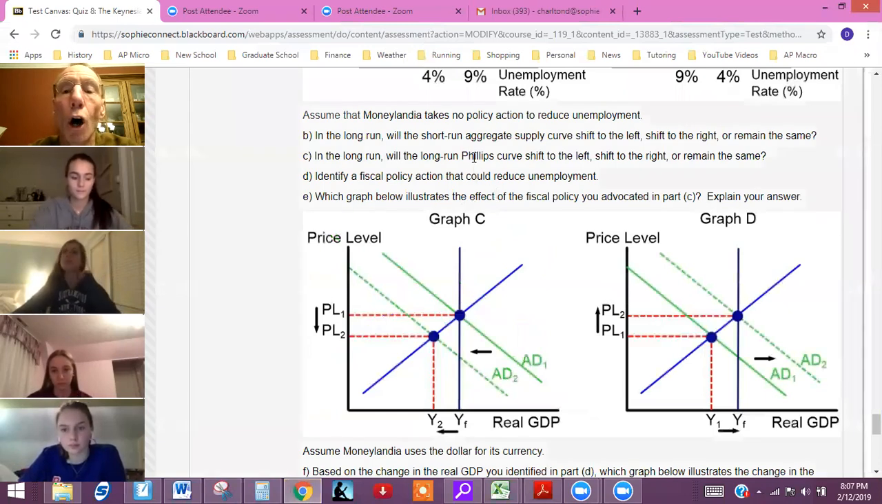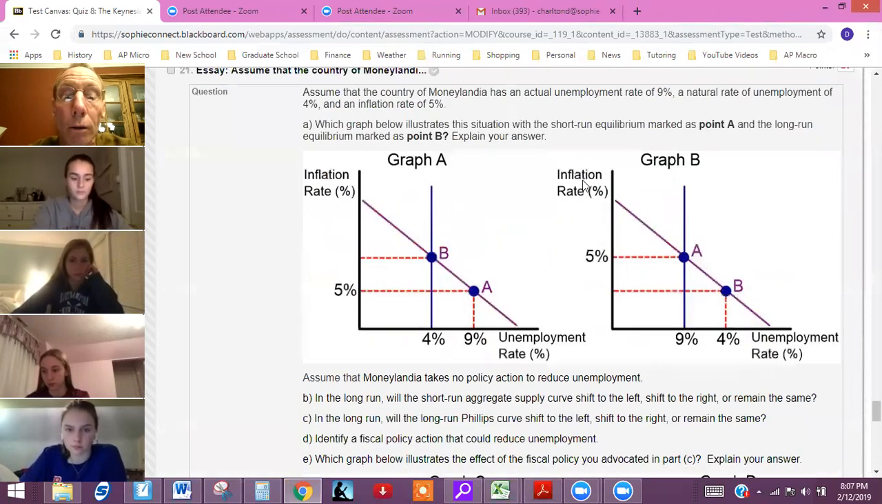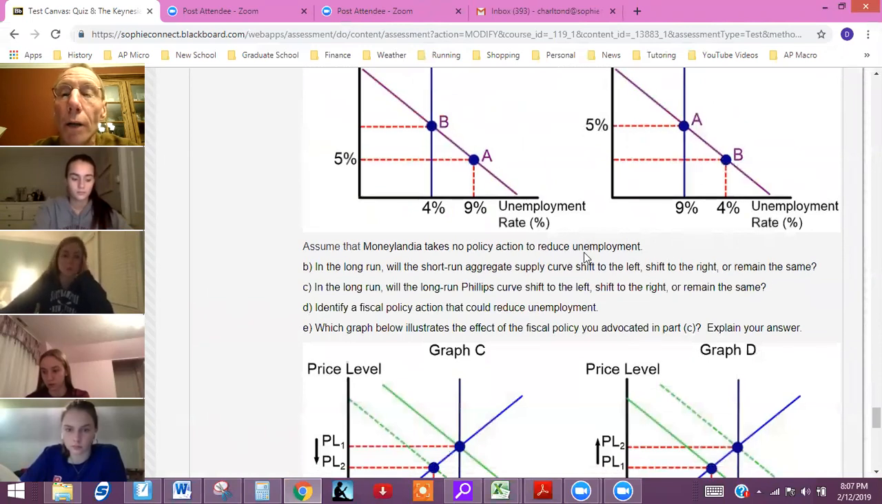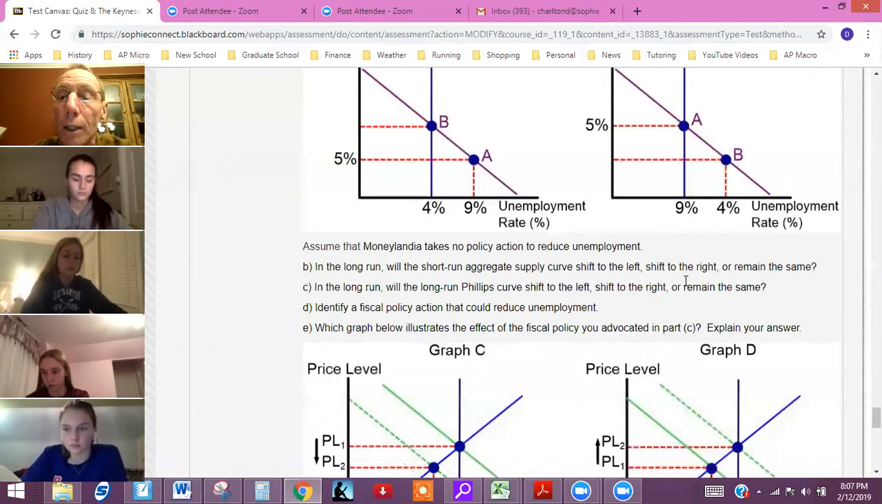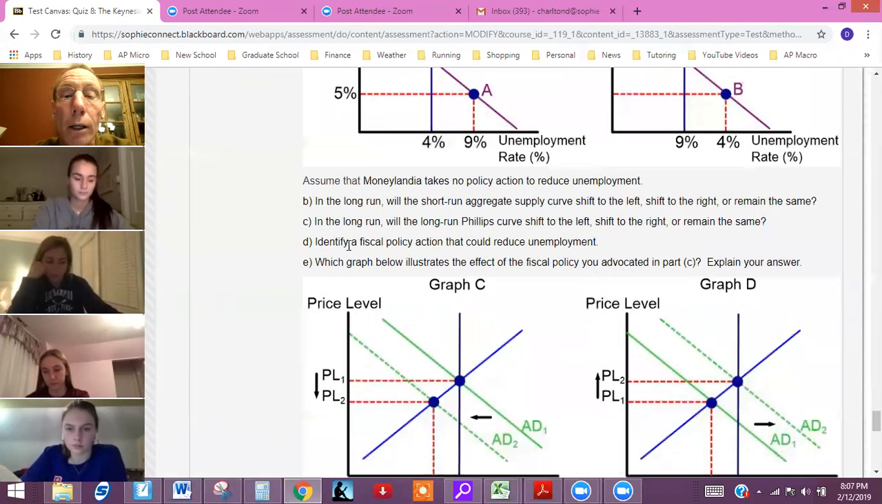And almost all of you knew the long run Phillips curve doesn't shift at all on its own. By definition it isn't going to shift unless something happens, like a policy. Okay. Now, part D, the fiscal policy.